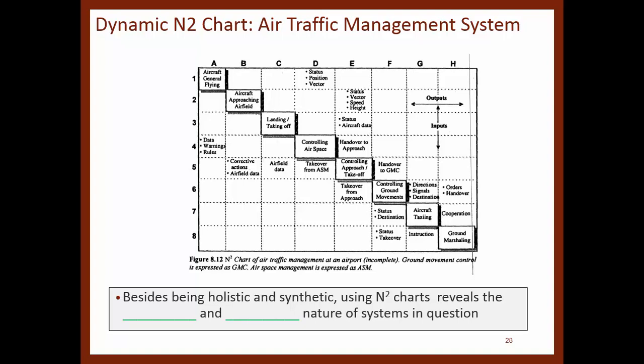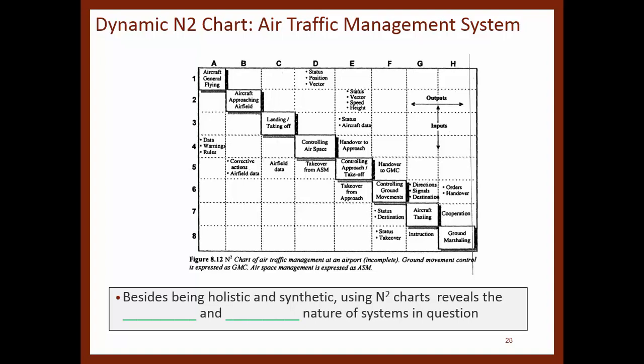Here's another example. This is for an air traffic management system at an airport. It is not complete. It's just showing you some of the interactions. We have ground movement control, expressed as GMC, and the airspace management, expressed as ASM. So again, within all the systems or entities that are part of the overall system, we start looking at how they are connected. What are the inputs, what are the outputs? In this area, the inputs are this, the outputs are this.